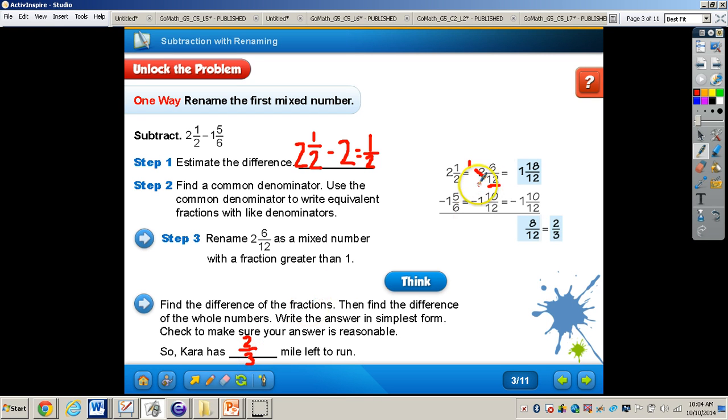Whenever you're regrouping, you just want to take a look at that denominator, and what we did to that 6/12, we just added 12/12 to that, giving us 1 18/12. Now we have the explain question at the bottom, and it says explain why it is important to write equivalent fractions before renaming.